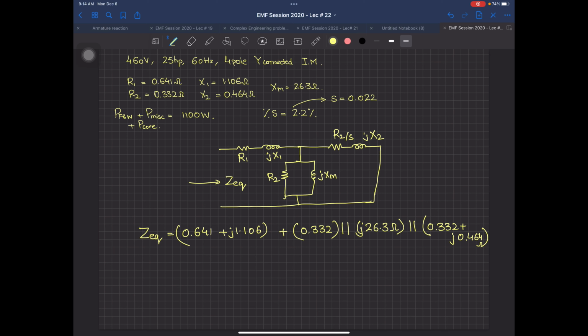So you can just do the parallel combination. Please, anyone with a calculator, you can do it just on the calculator. Parallel combination. Give me the answer. Don't copy paste from the book. And please do the practice of this one.